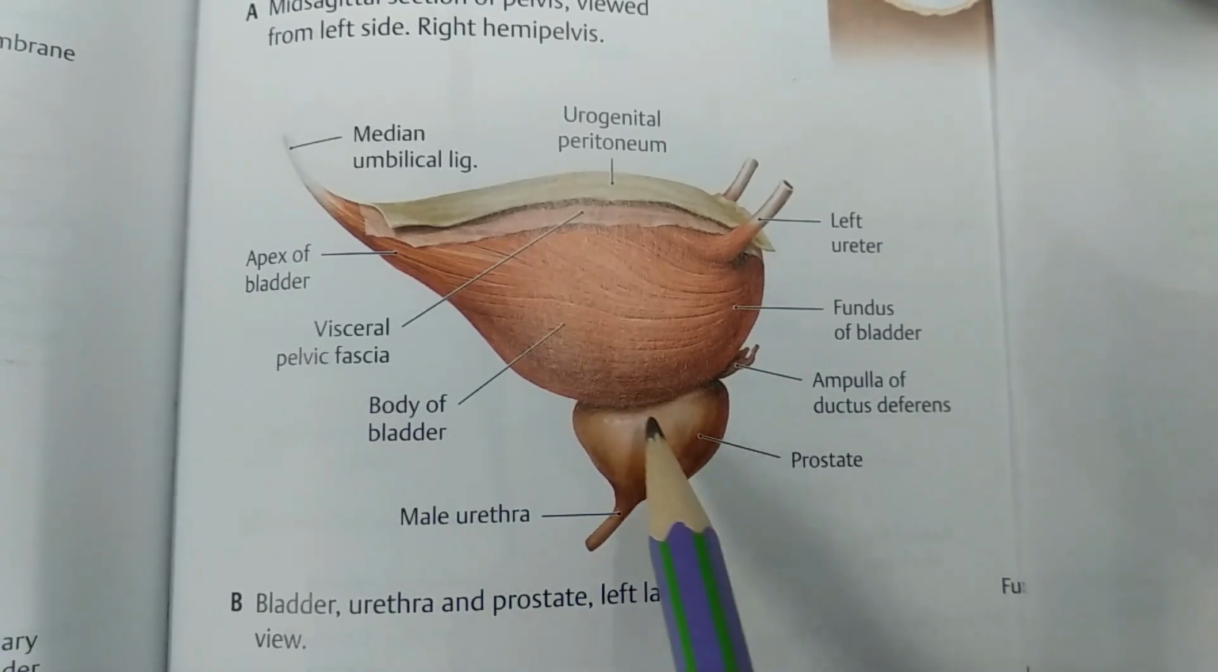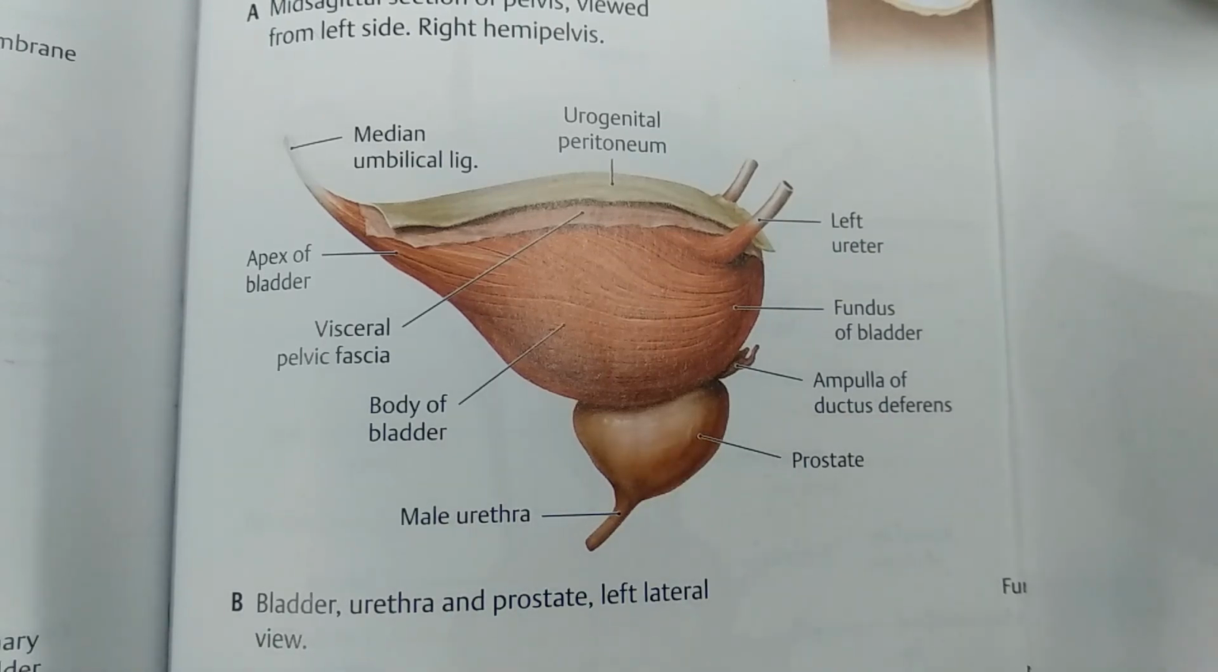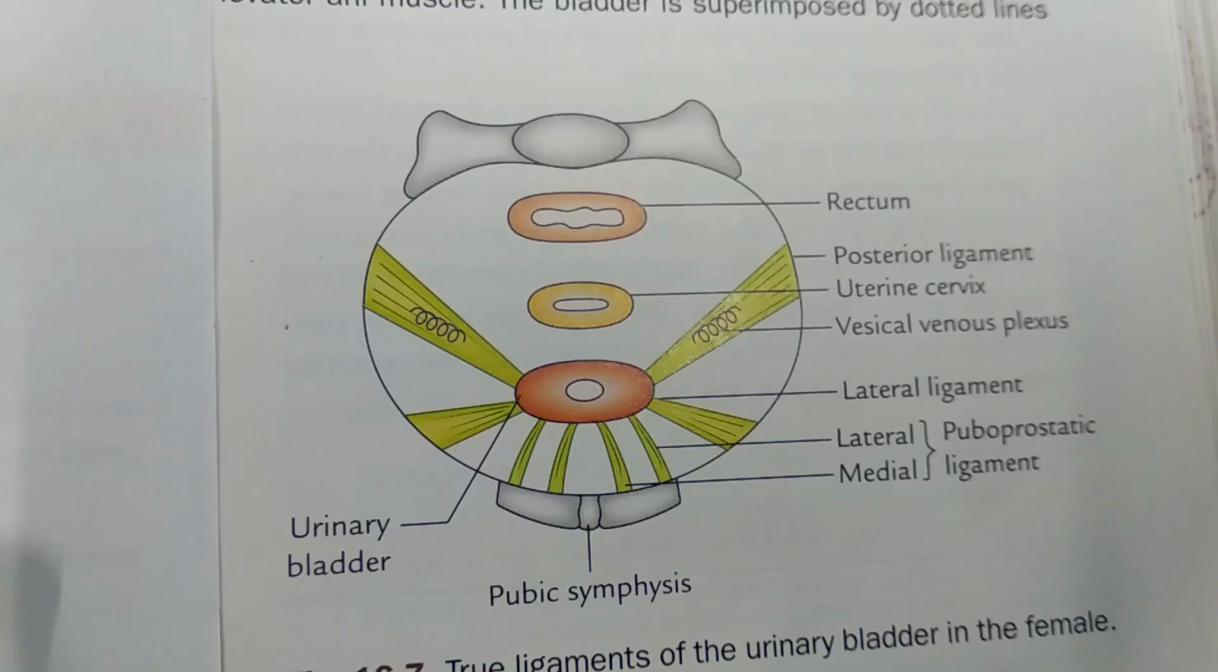The neck of the bladder is held in its position with the help of two types of ligaments. They are the true and false ligaments. True ligaments are formed by the condensation of the pelvic fascia, but the false ligaments are nothing but folds of the peritoneum. Now, first let's talk about the true ligaments of the urinary bladder.